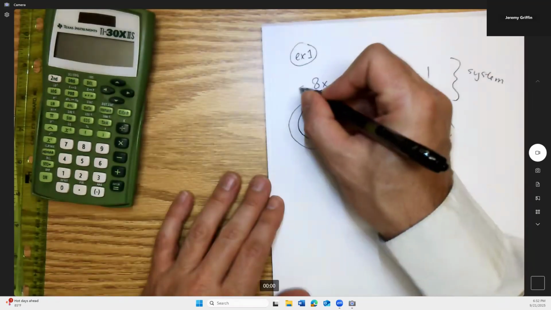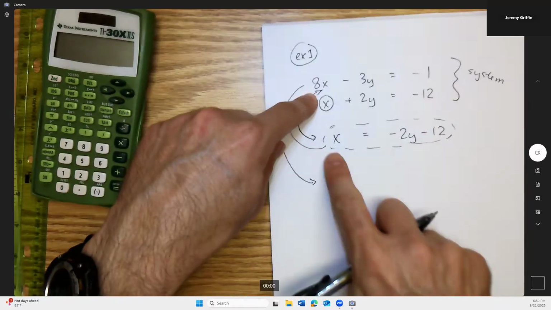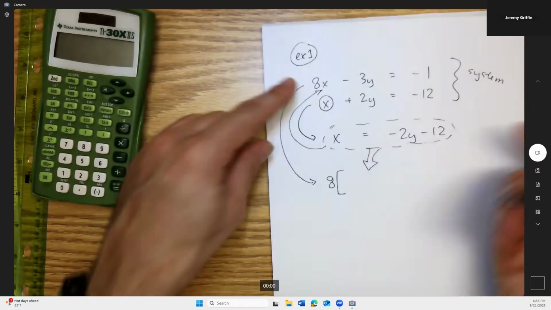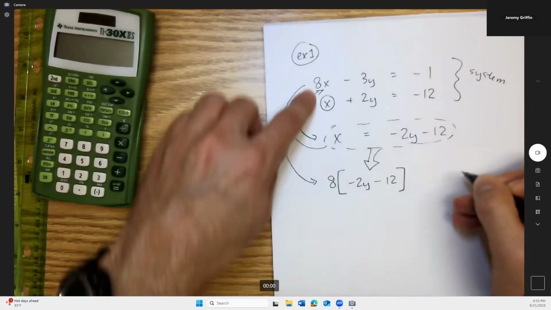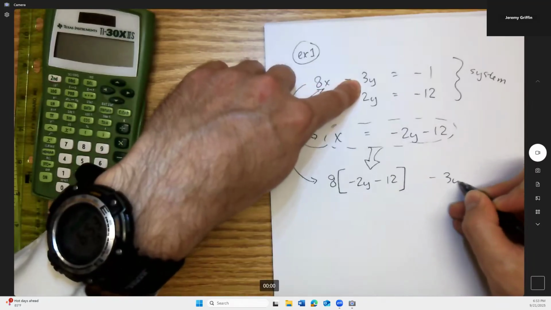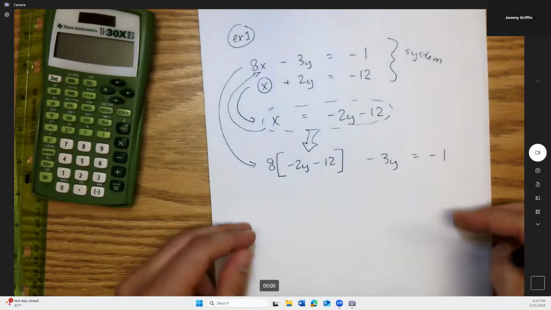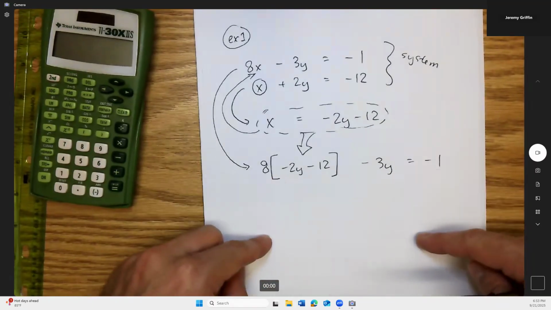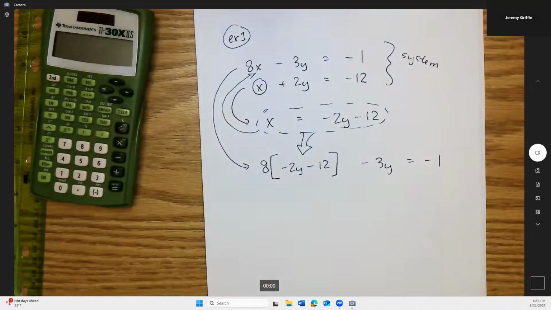So bring this down: 8 times, but instead of x, I'm going to put this whole expression, because this is x now: negative 2y minus 12. And then minus 3y equals -1. Now I have one equation with one variable. I can solve for y, and after I get y, I can come back to this expression I outlined and get what x is. And that should be the answer.